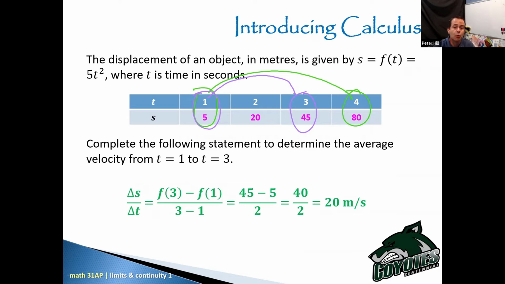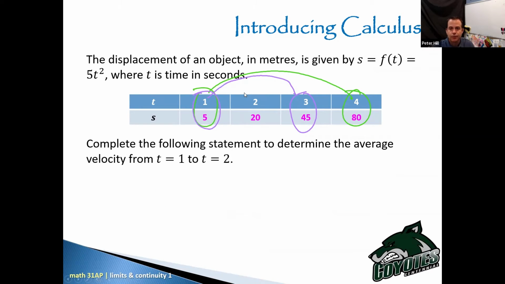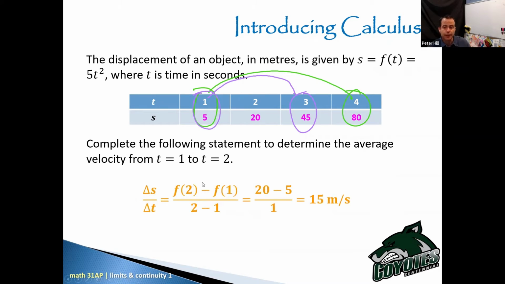Okay, some of you are catching on to what I'm doing. What if I wanted to go from 1 to 2? Well, if I wanted to do that, I would end up with f of 2 minus f of 1 over 2 minus 1. And that ends up being 15 meters per second, okay?